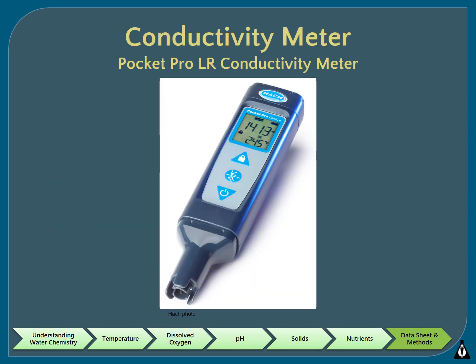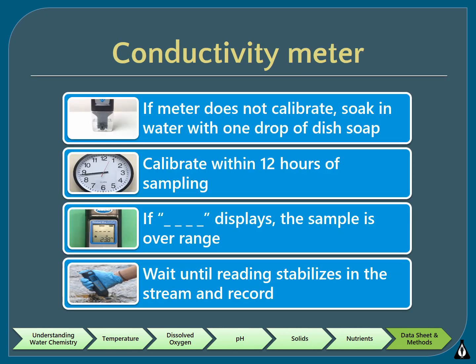Our conductivity meter looks almost exactly the same. Instead of a glass bulb, it has 2 probes at the end of it that measure the microsiemens per centimeter. Some things to note about the conductivity meter is that if it's having trouble calibrating, you can soak it in water with a drop of dish soap for a while and then rinse it off, and hopefully that will help it calibrate. If it doesn't, then please contact us. We'll help you get a new conductivity meter.